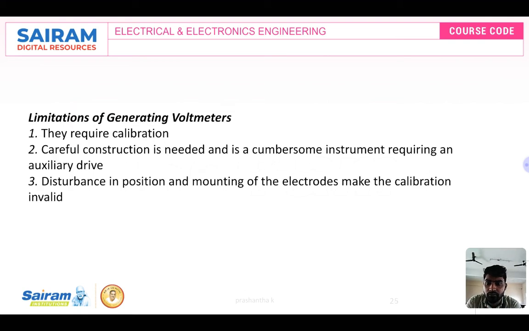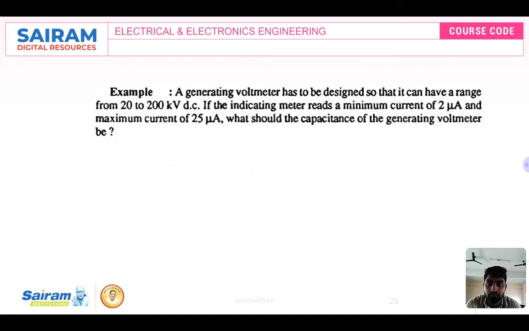Limitations of generating voltmeter: they require calibration. Careful construction is needed for the cumbersome instrument, and it requires auxiliary devices. Disturbance in positioning and mounting of the electrode may make the calibration invalid.